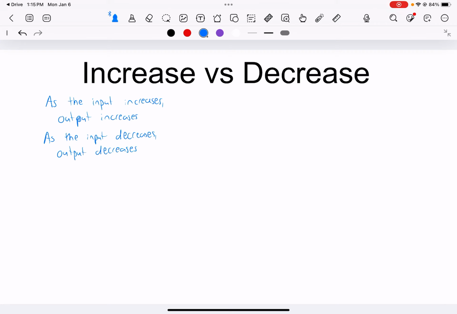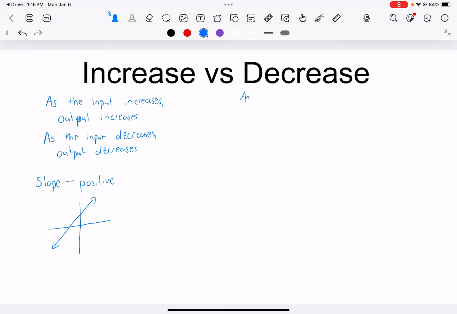In a graph, we are just looking for the slope to be a positive number. So that means from left to right, the slope is going up.